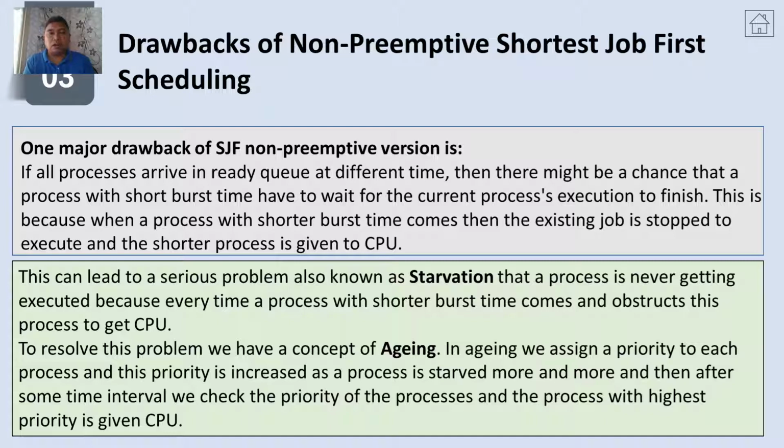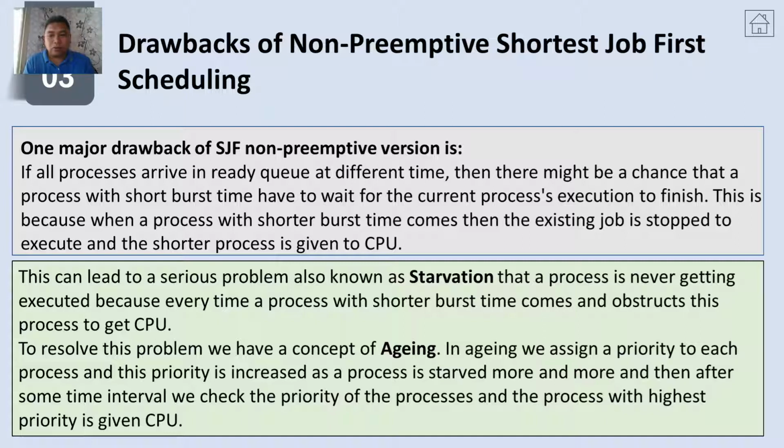It means that when there is an existing process with a greater burst time, and then another process comes in with a lesser burst time, the lesser burst time should be the one executed first. This can lead to a serious problem known as starvation. That is, a process never gets executed because every time a process with a shorter burst time comes, it obstructs this process from getting the CPU.